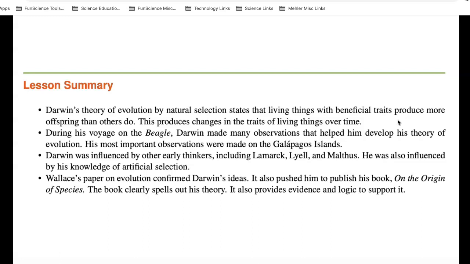So for the summary here, Darwin's theory of evolution by natural selection, make sure you read through the 4 bullet points and understand them, and who he was influenced by, and the role of Wallace's paper. All of that's in Section 10.1, and we'll see you for 10.2 in a little bit.